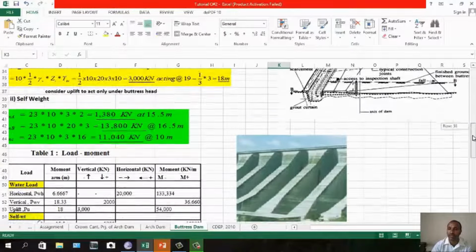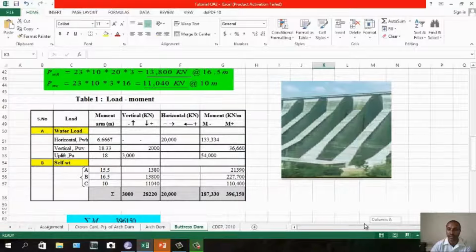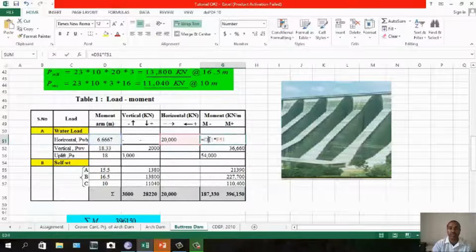Let us see the table. This is the table, the load moment table. So you have the water load, and you have to put the moment arm. This is horizontal and negative, which is the hydrostatic pressure, so a negative moment. If you multiply, you get a negative moment. You get the vertical water load also. Already you have calculated the moment arm. Then this is positive, in the downward direction, so you have a positive moment.